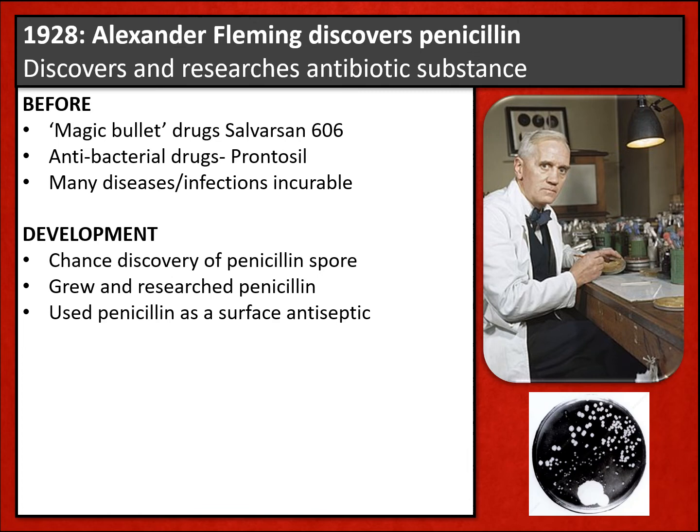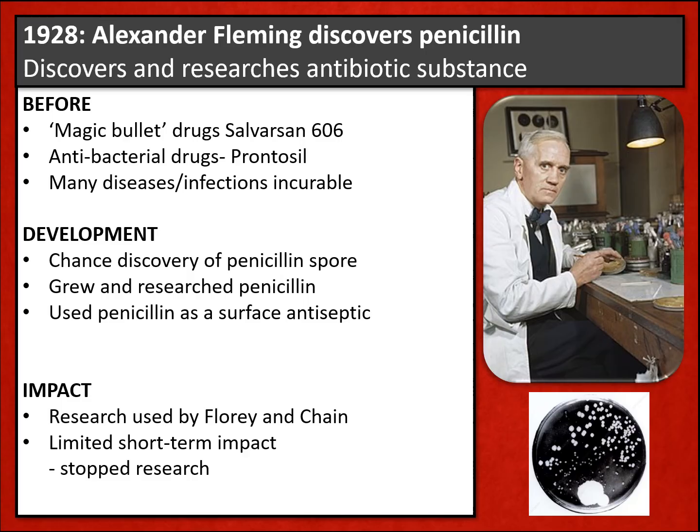However, he found it really tricky to turn this into an effective medicine. Because large quantities of penicillin would be needed to counter a serious infection, Fleming only went as far as to use it as a surface antiseptic, but he did write up his findings. That was a crucial thing that he did. And then he stopped his work on penicillin and left it alone.